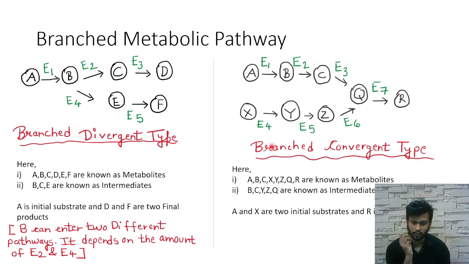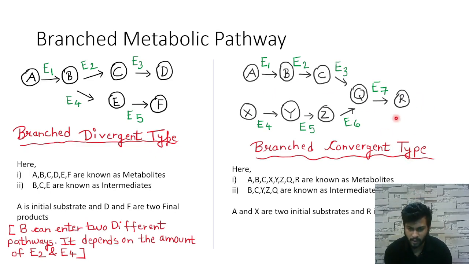Now let us look at the branch convergent type. As the name suggests, starting with 2 initial substrates, at a later stage they will converge together and give rise to a single product. And that is what is happening over here. As we can observe, there are two initial substrates A and X, and later they are converging and giving rise to a single end product. So A and X are the two initial substrates and R is the final product.